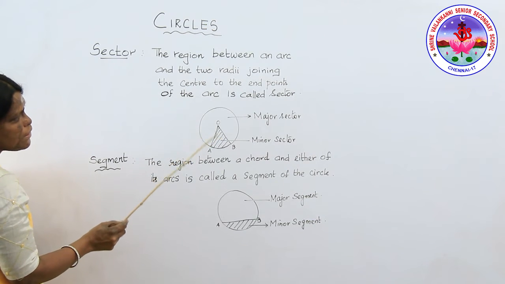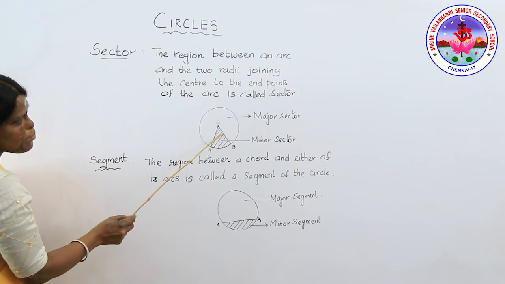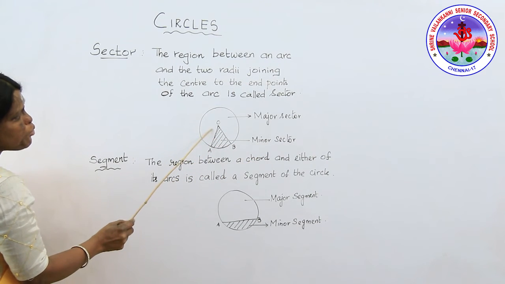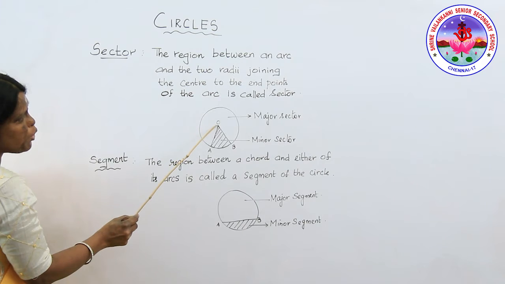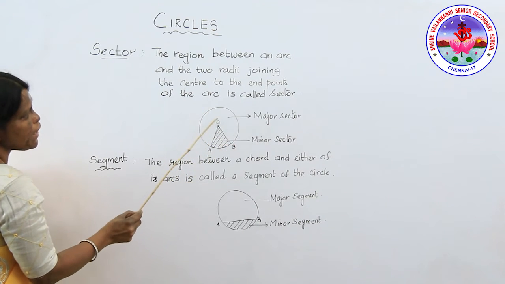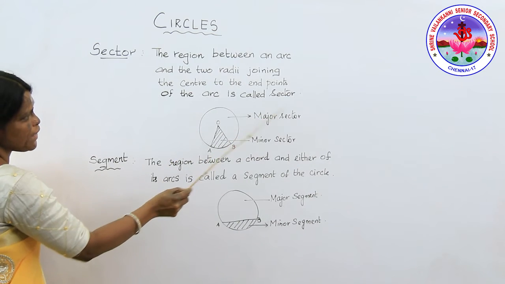So here in the circle we have two sectors. The smaller region we call a minor sector, and the bigger portion, which is occupied between the two radii with the major arc, I call this region a major sector.